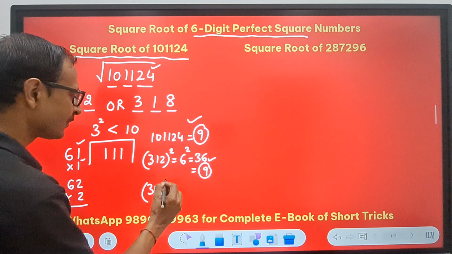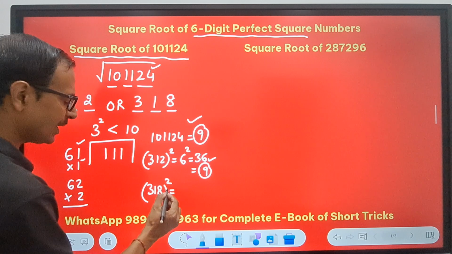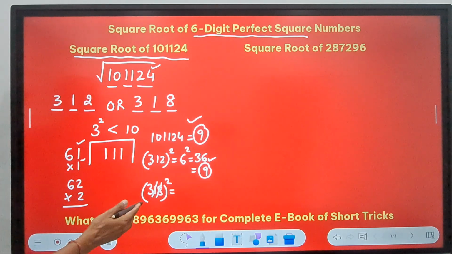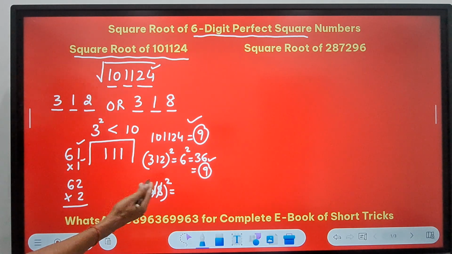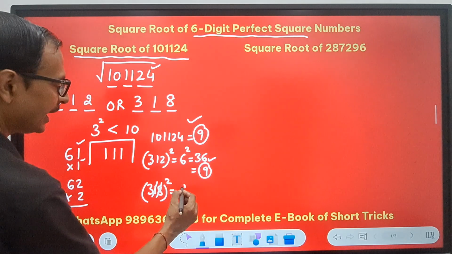Now let's check whether this is okay or not. 318 square. So 8, 9, 10, 11, 12. 12, right? I can cancel 8 plus 1, 9. In digit sum, this is the beautiful thing. You can actually cancel the 9s. So you have only 3 square, which gives you 9 again.